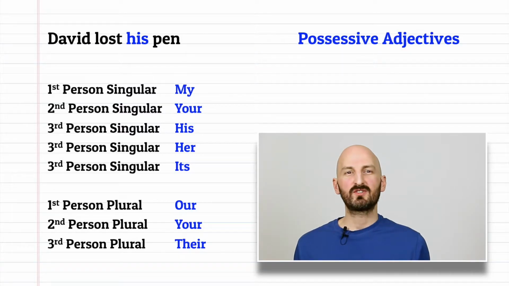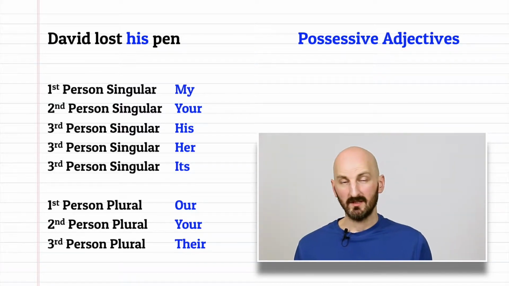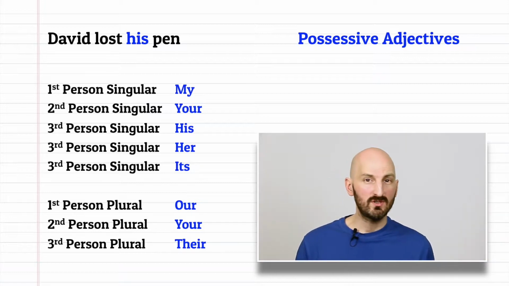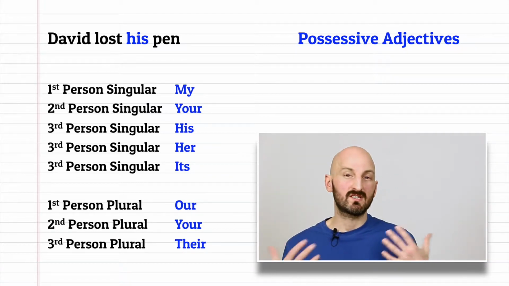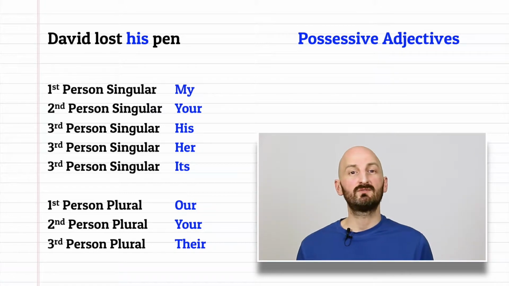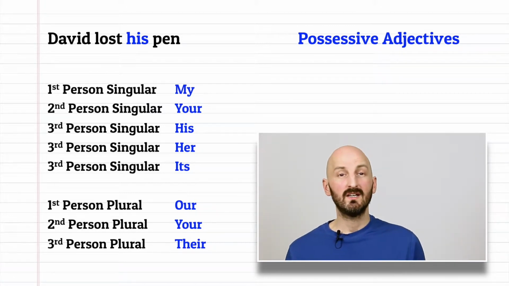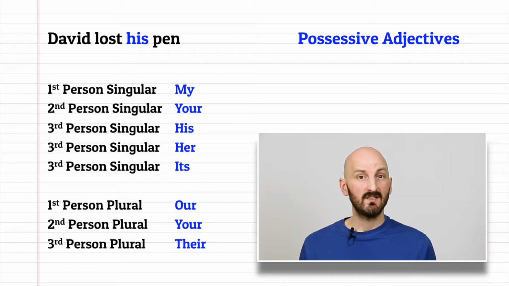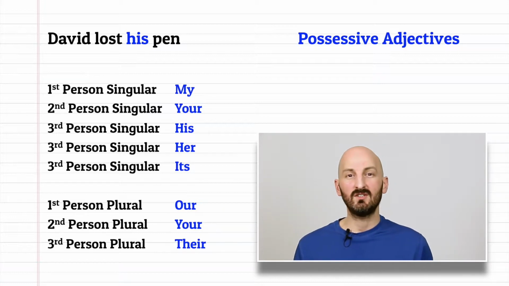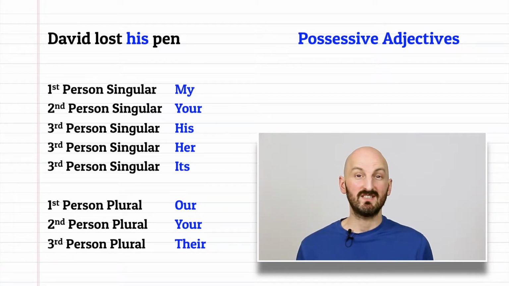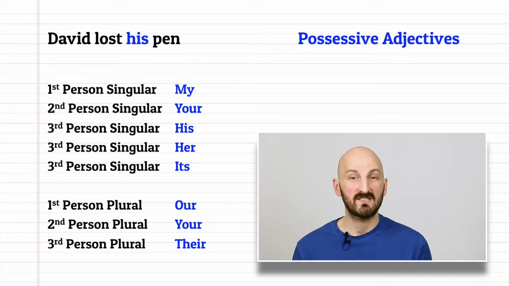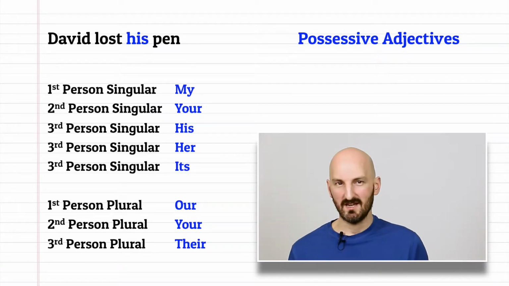Now, what about possessive adjectives? David lost a pen. This simple sentence describes the action of losing a pen. However, we don't know who owned the pen. Was it David's pen? Was it someone else's pen? We can include this information by adding a noun. David lost David's pen. Now, it's obvious that the subject and the object describe the same person, David, so we can use a possessive adjective to replace the second noun.